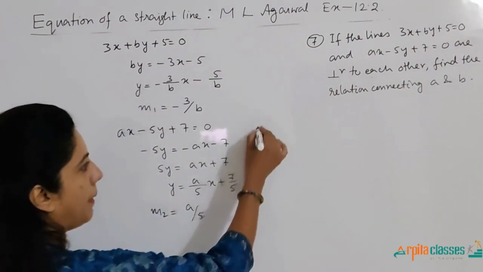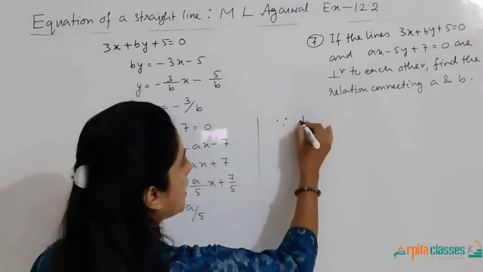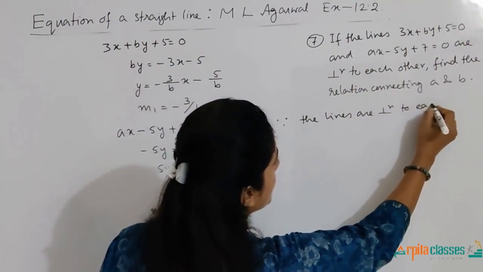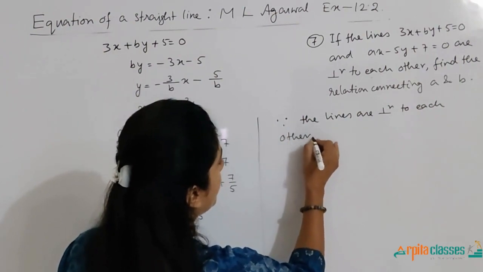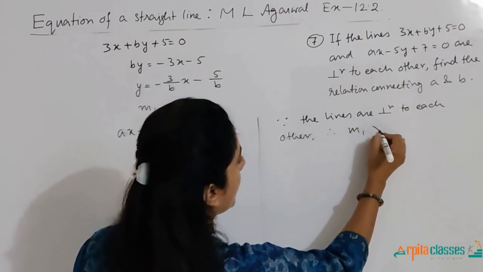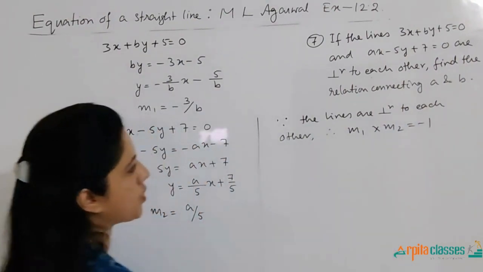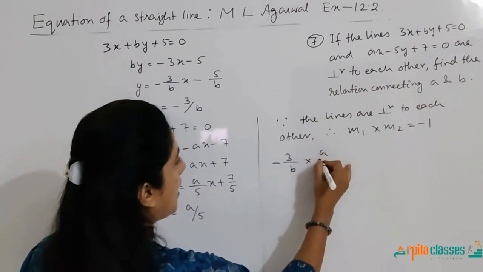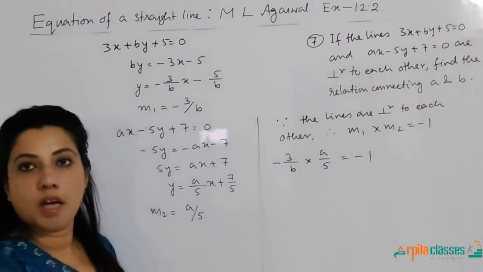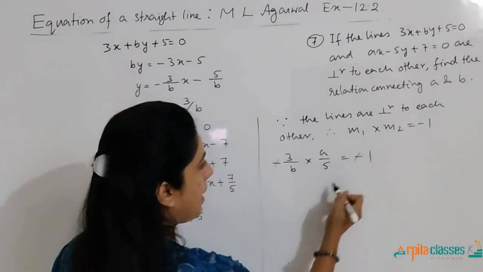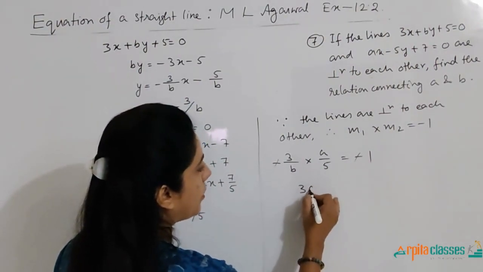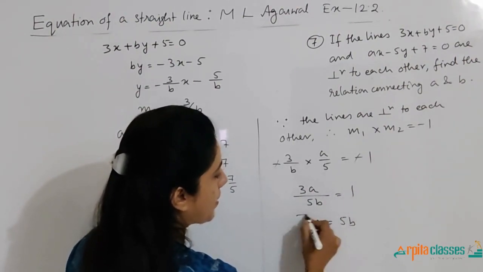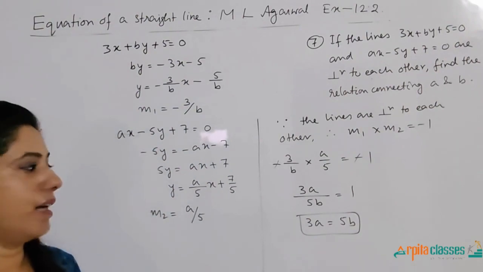Now the lines are perpendicular to each other. So write it down. Since the lines are perpendicular to each other, therefore m1 into m2 should be equal to minus 1. So what's your m1? Minus 3 upon b. m2 is a upon 5, is equal to minus 1. We have minus on both sides, so we can cancel minus and minus. So from here we are getting 3a by 5b is equal to 1, or 3a is equal to 5b. So this is the relationship connecting a and b.